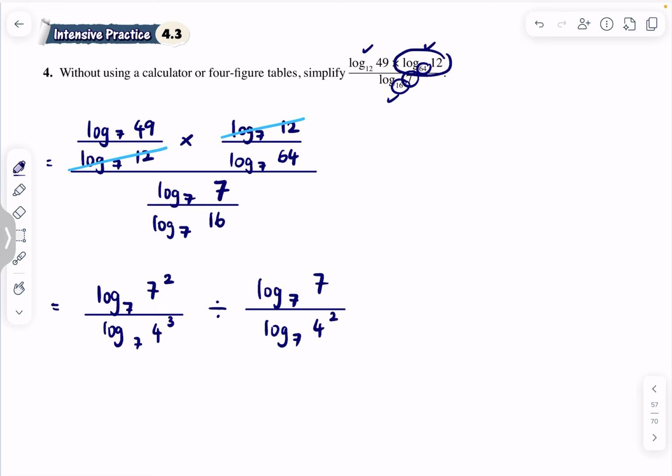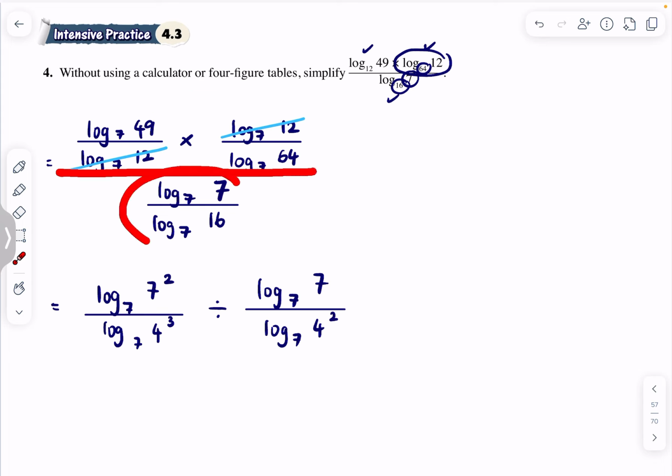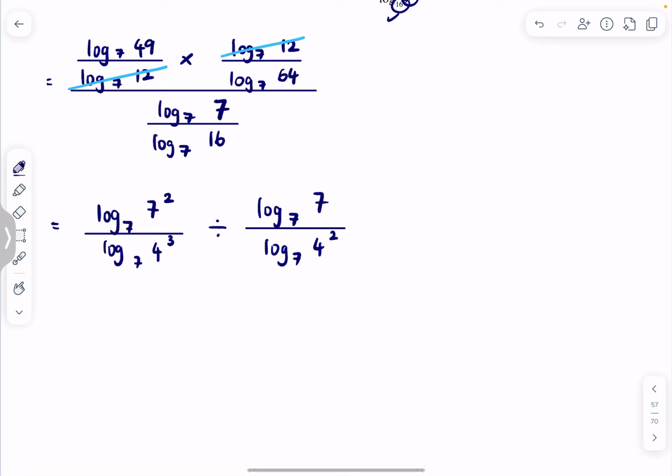Okay, now it looks much simpler. Basically this whole thing is this. Then since it's over this, we wrote it as divide this. Nothing too fancy. Then whatever power we have, you can bring it forward. Here, so you can bring it forward. And log 7, 7 is just 1.